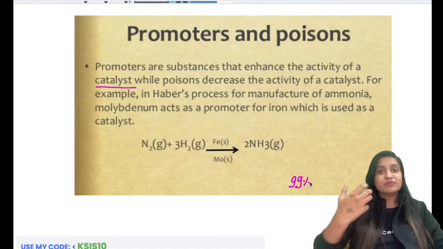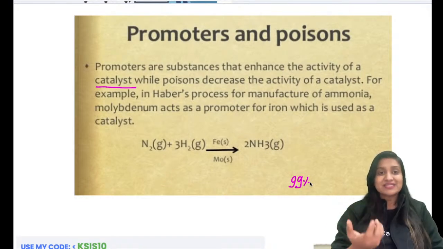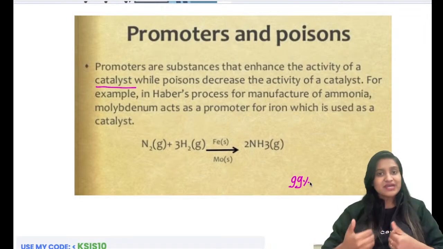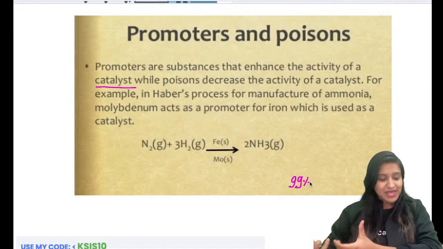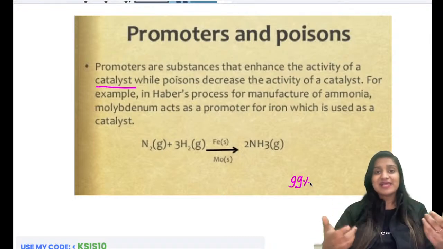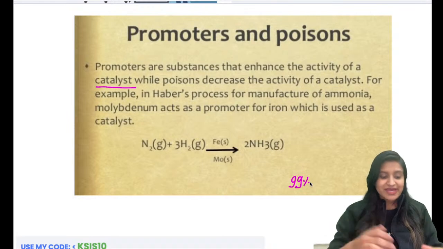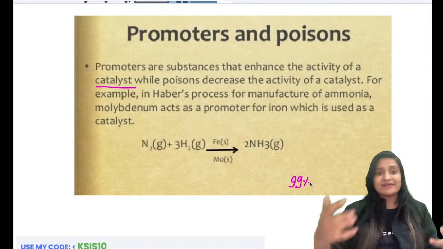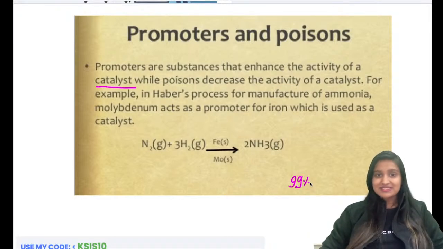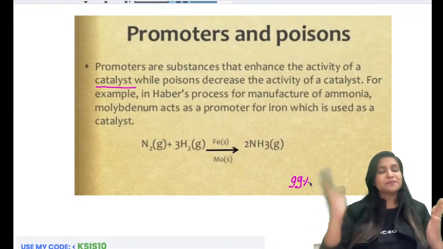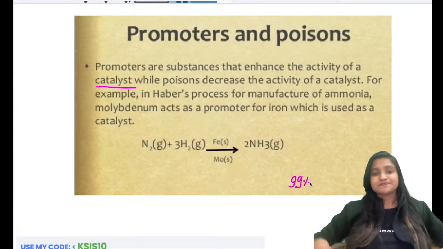So basically, your promoters also enhance the activity of the catalyst so that the catalyst will work even faster, and as a consequence, what will happen? The reaction will happen more quickly, right? So you can say that promoters are substances that enhance the activity of a catalyst, while poisons decrease the activity of the catalyst. So promoters and poisons, two different things, okay?